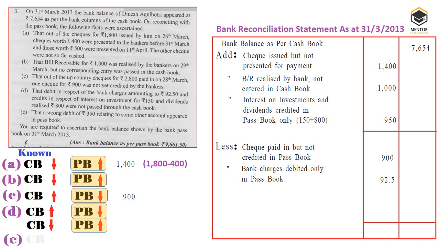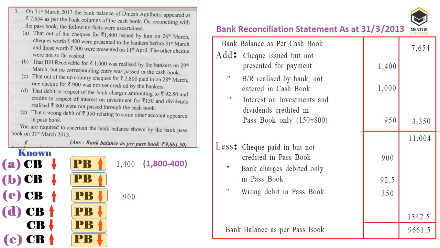Then a wrong debit appears in the passbook, 350. Whenever a wrong debit is given, passbook balance will decrease, right? Wrongly debited. But cash book balance will be more. Which one do we need to find out? Passbook. Therefore, it should be deducted as it is a down arrow. So wrong debit appears in passbook, that is 350. Once this is done, what do we have to do? Make the summation of add items 3350, make the total 11,004. Then make the summation of less items 1342.5, deduct it from the 11,004, and we will get 9,661.5. So this is called our bank balance as per passbook.